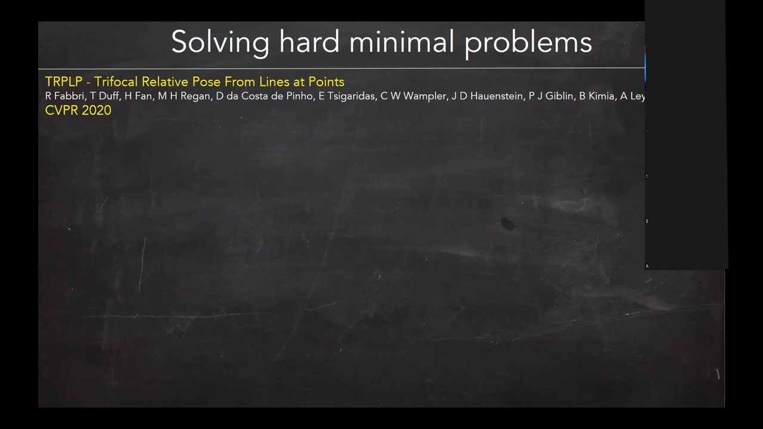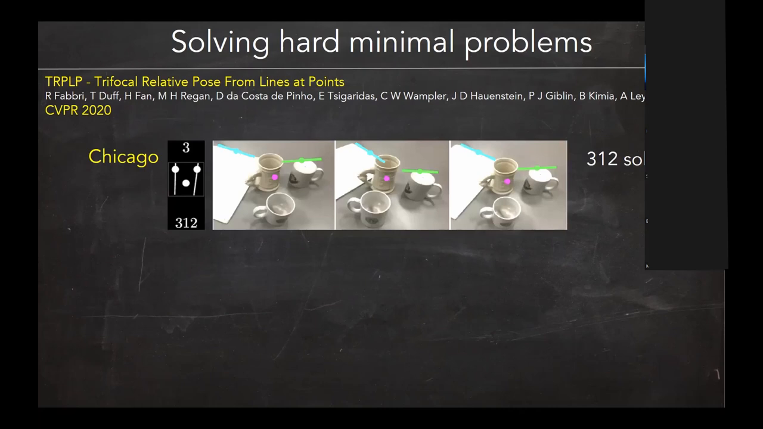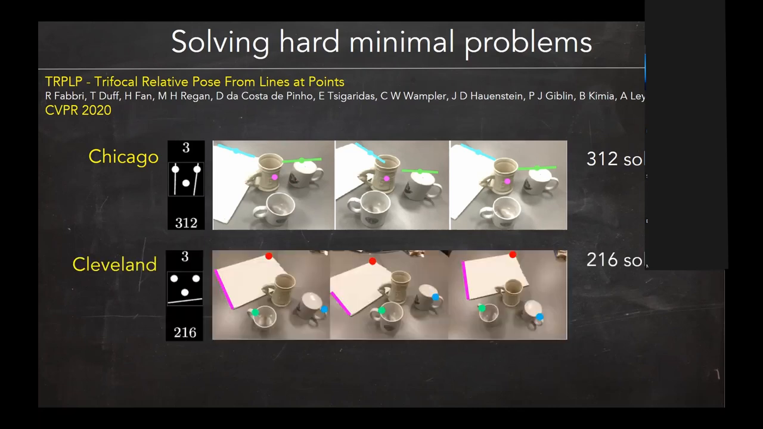So now I will show some technology which we developed, which can address solving these problems with many solutions. And then later, I will show how to avoid solving many solutions altogether in some cases. So there are two problems, one which has 3 points and 2 points with some lines to it. There's a 312 solution, which is a phone prefix of Chicago. So the problem is called Chicago. And there's another one, 216, that's Cleveland. And that's a little bit different. There are 3 points on a line. There is no incidence, just something like that.